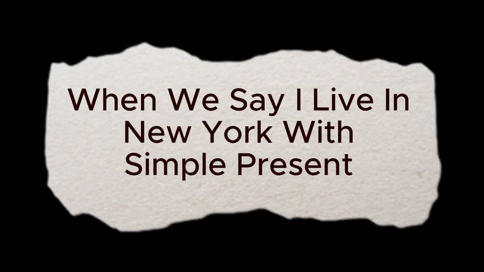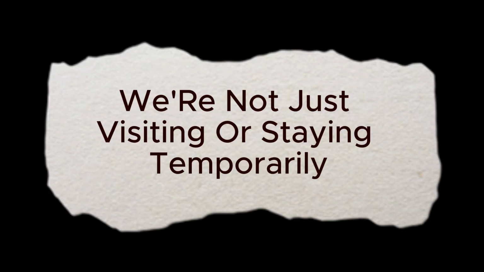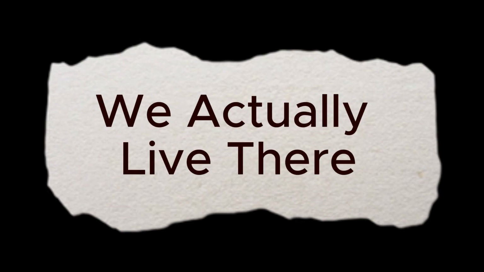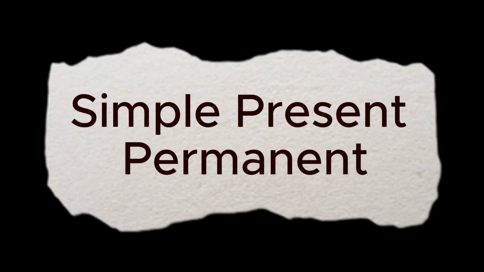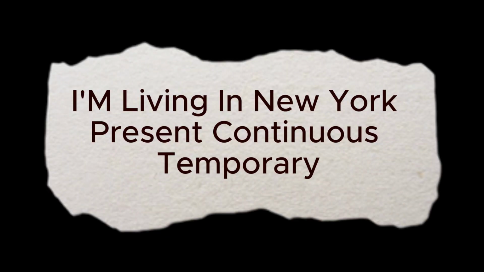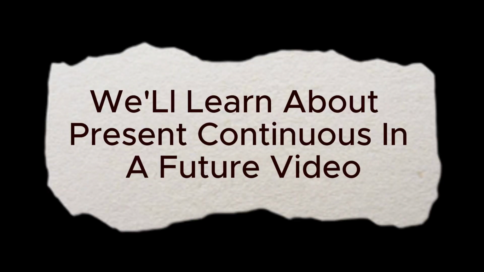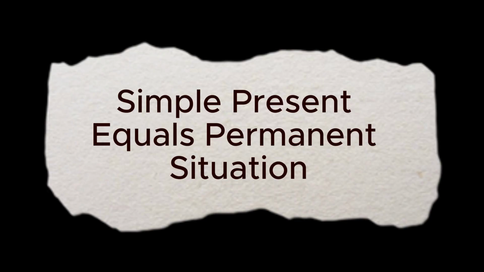When we say, I live in New York, with simple present, we mean this is our permanent home. We're not just visiting or staying temporarily. We actually live there. Compare: I live in New York, simple present, permanent. I'm living in New York, present continuous, temporary. We'll learn about present continuous in a future video, but for now, remember, simple present equals permanent situation.